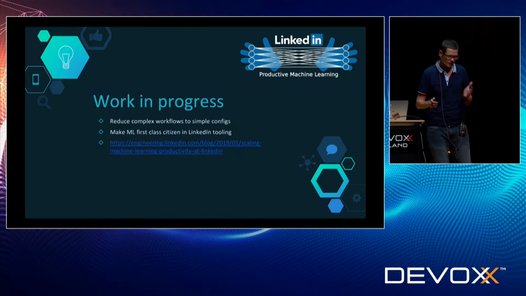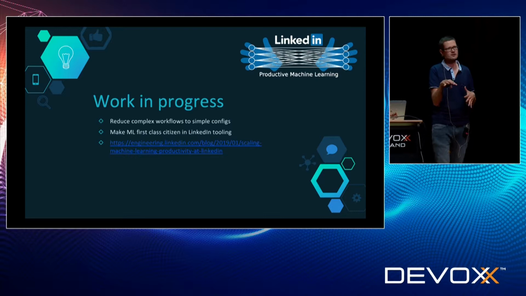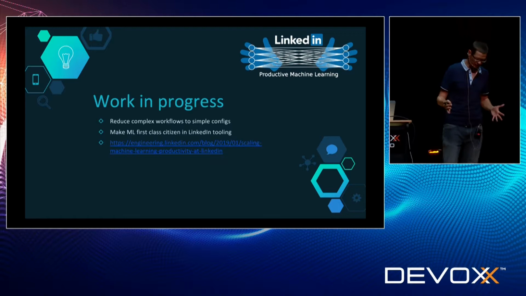The primal project at LinkedIn is a work in progress. There are a lot of things that we need to do. But at a high level, this is to reduce complex workflows to simple configs and make machine learning a first-class citizen in LinkedIn tooling, because that wasn't the case.